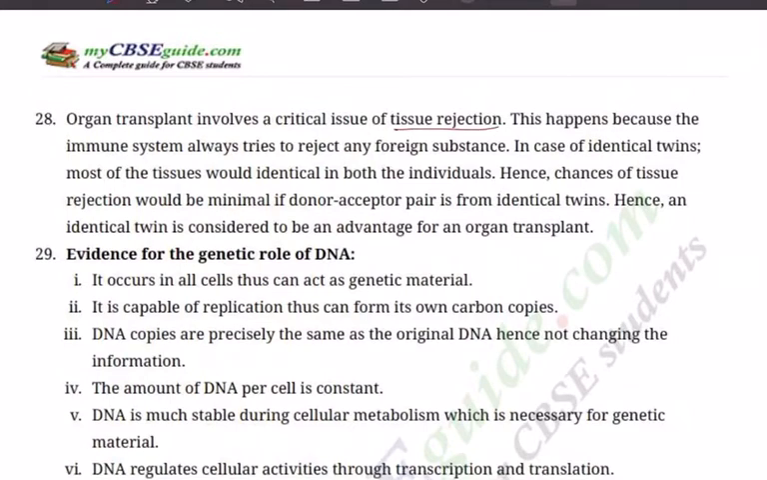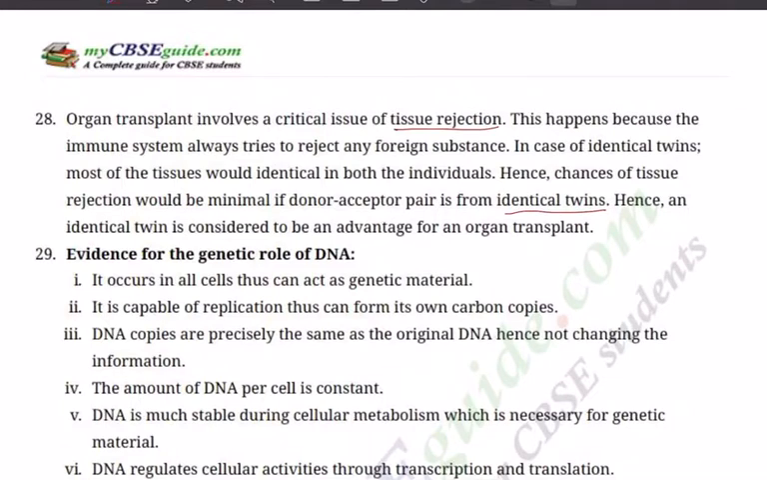Question 28. For an organ transplant, it is an advantage to have identical twins. Why? Organ transplant involves a critical issue of tissue rejection. This happens because the immune system always tries to reject any foreign substance. In case of identical twins, most of the tissues would be identical in both the individuals.